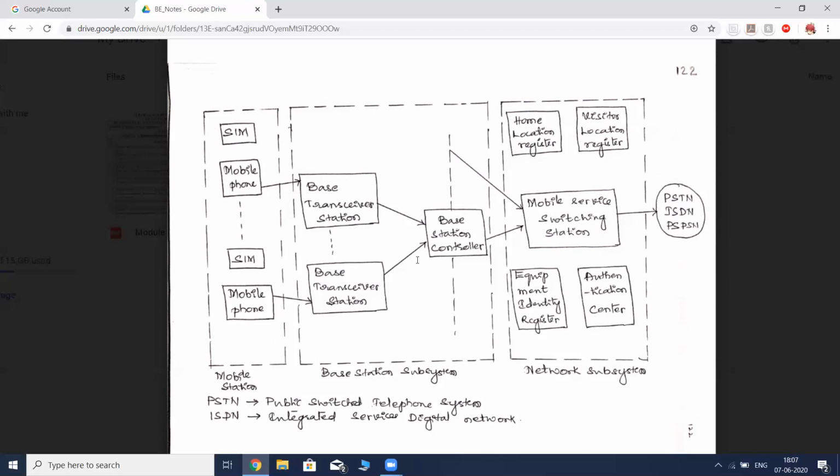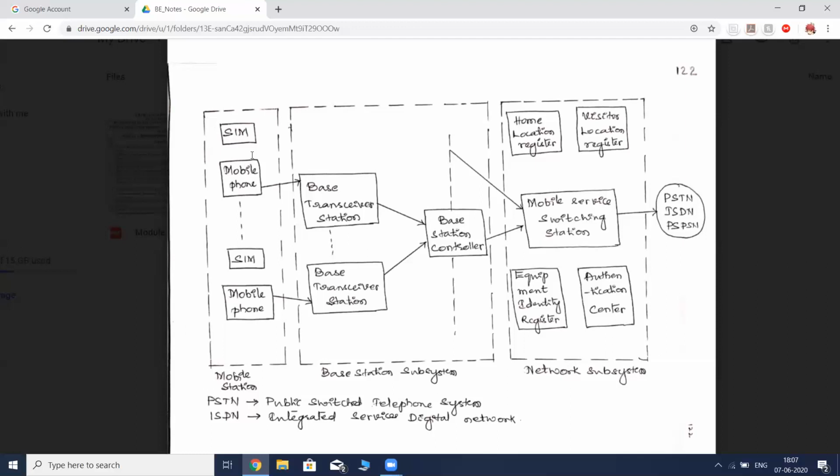Actually, the mobile calls will be routed to either the PSTN or the ISDN. Here, in the mobile station we have the mobile units, and these mobile units consist of a SIM, which is called the Subscriber Identification Module. That is the identification for a mobile.